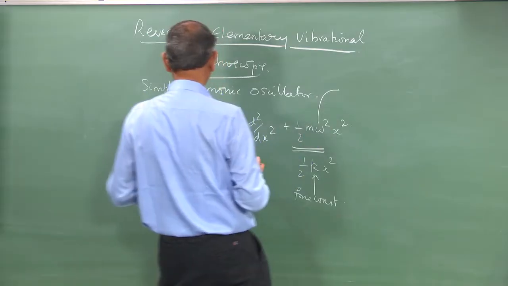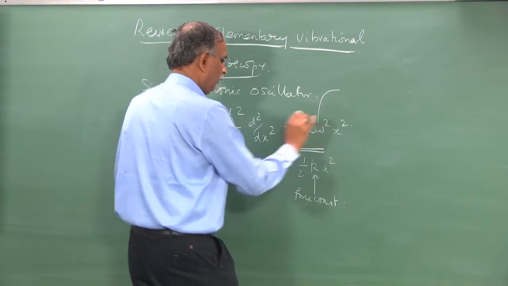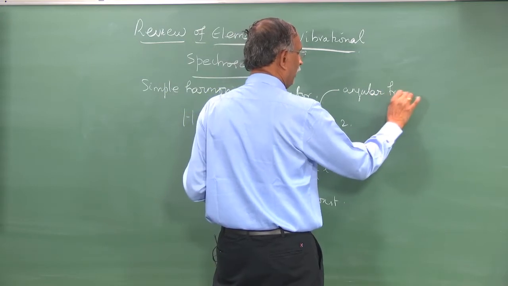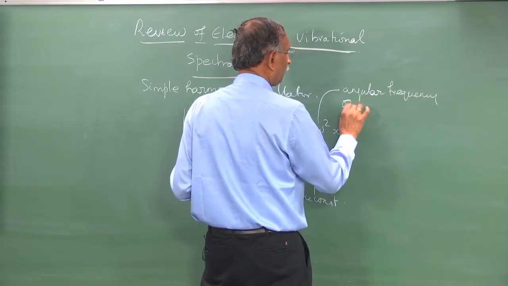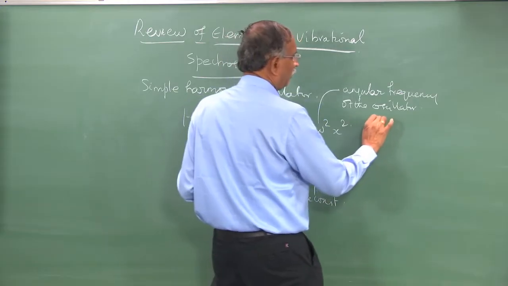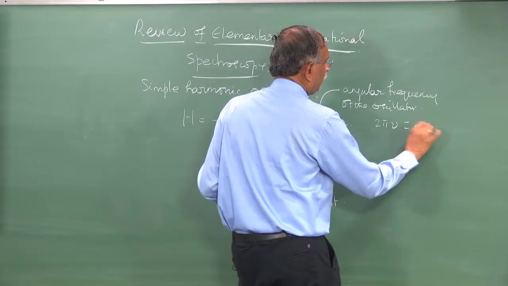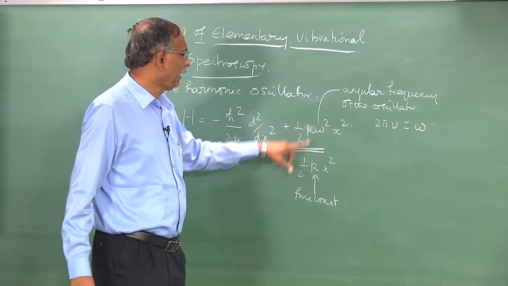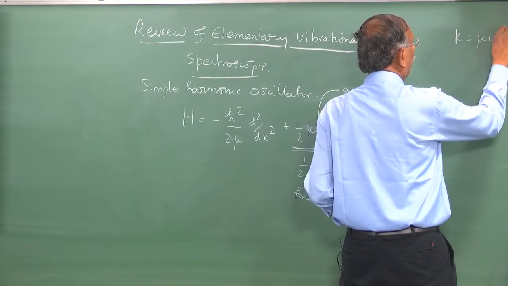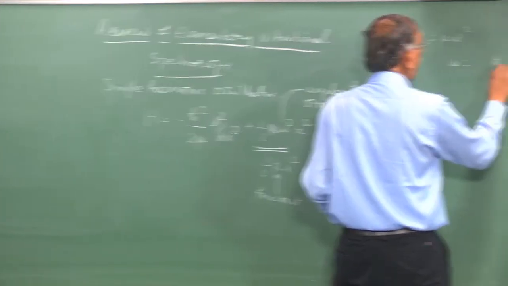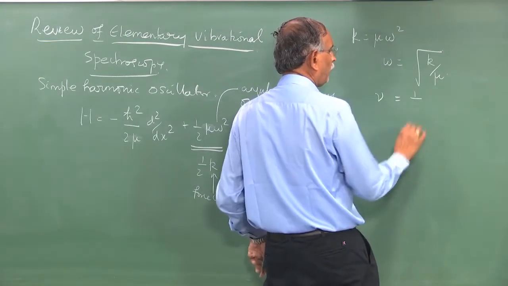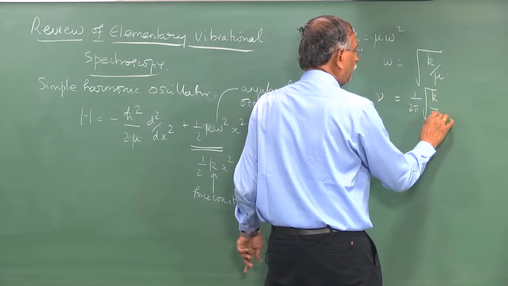and omega is the angular frequency of the harmonic oscillator, given by 2 pi nu equal to omega. The relation between k and angular frequency is obvious from here, namely k is equal to mu omega square. Therefore, omega is square root of k by mu, and the frequency nu is 1 by 2 pi square root of k by mu.